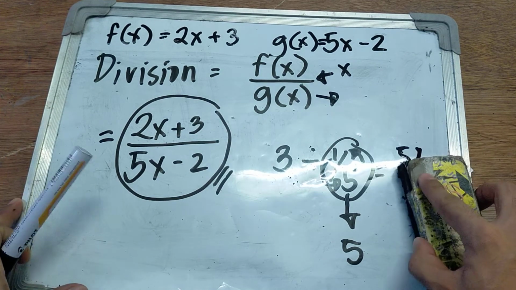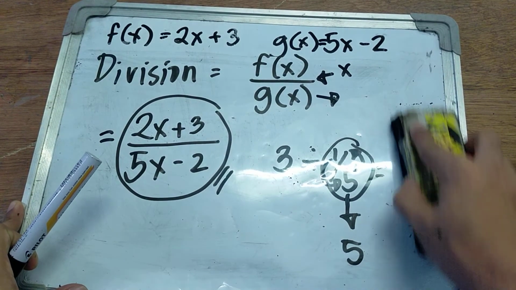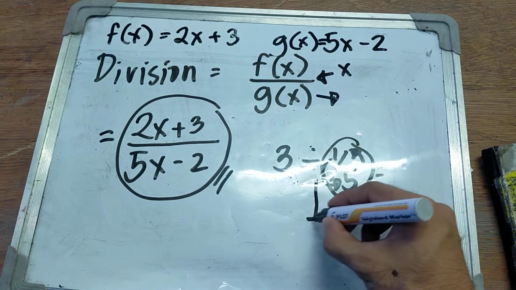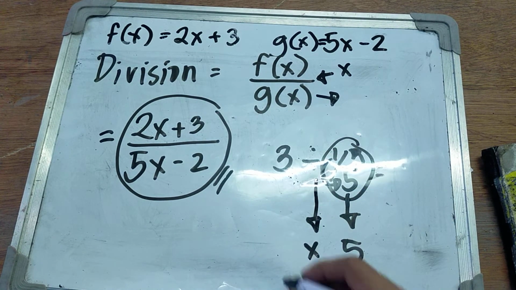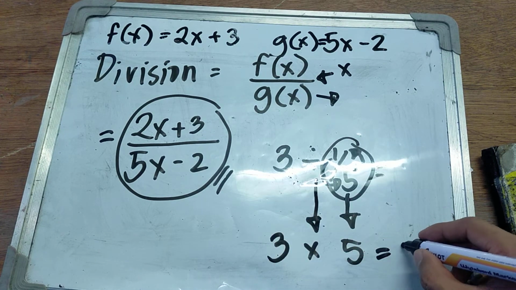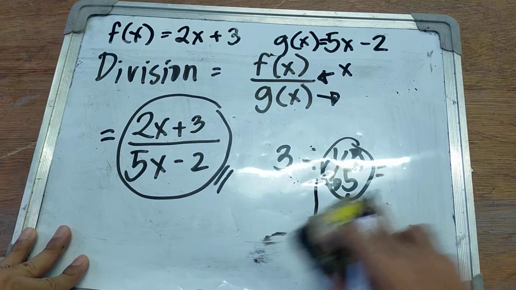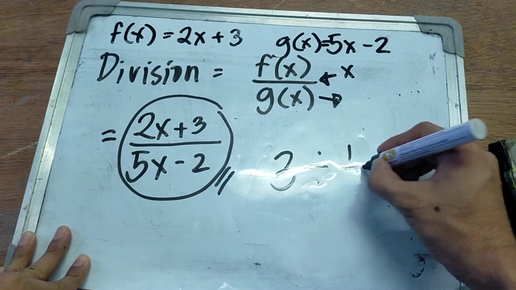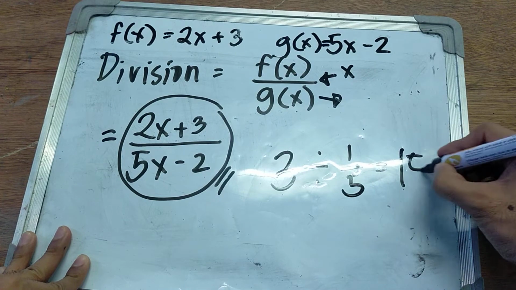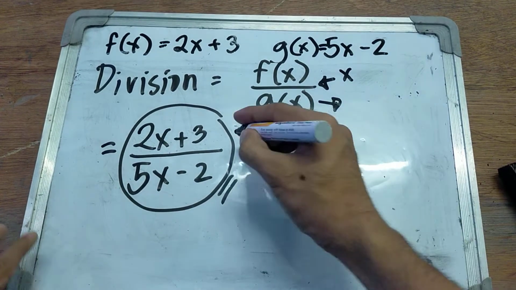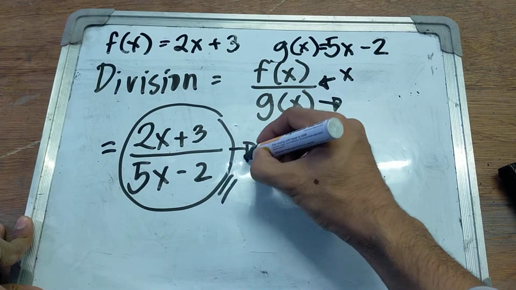Okay? And then, instead of dividing these terms or dividing these elements, sabi ko nga, puproceed tayo sa multiplication. So, we have 3 times 5 is equals to 15. So, therefore, 3 divided by 1/5 is equals to 15. So, bakit ko pinapakita yun? Because if we are going to apply here, no?